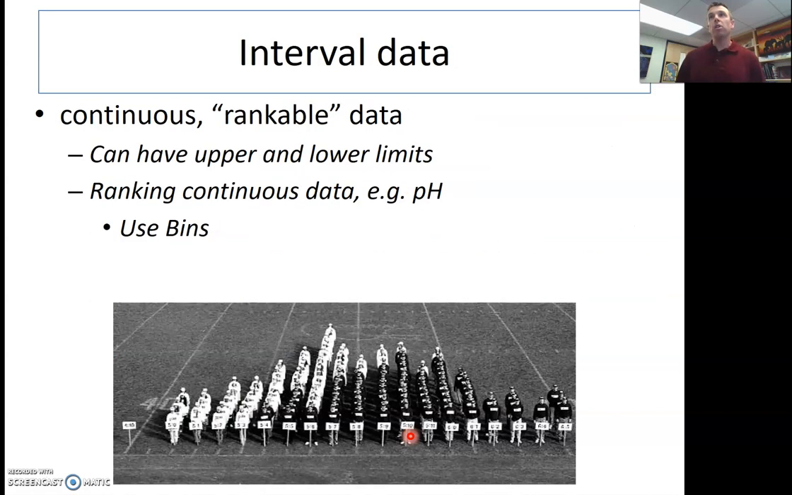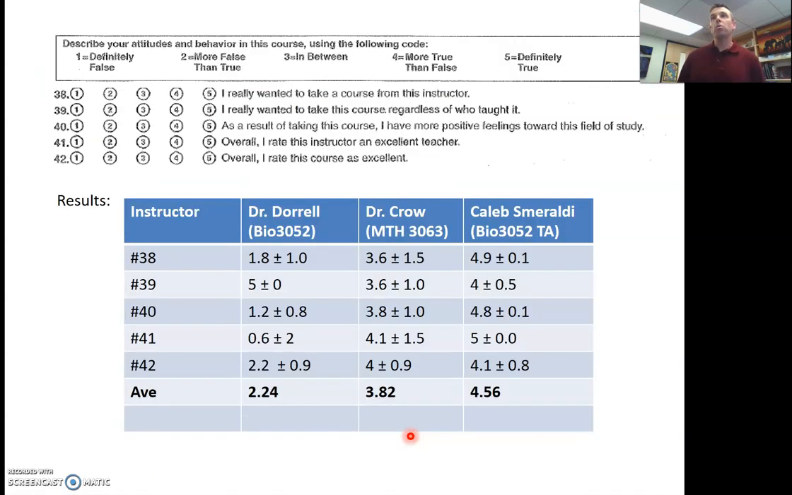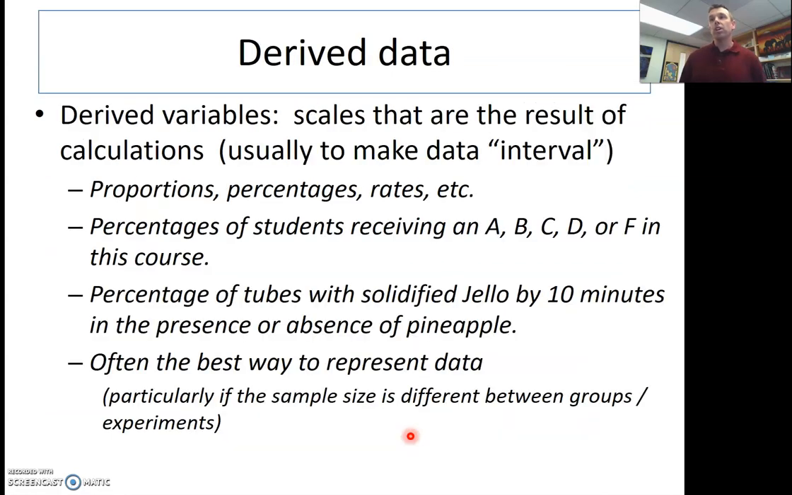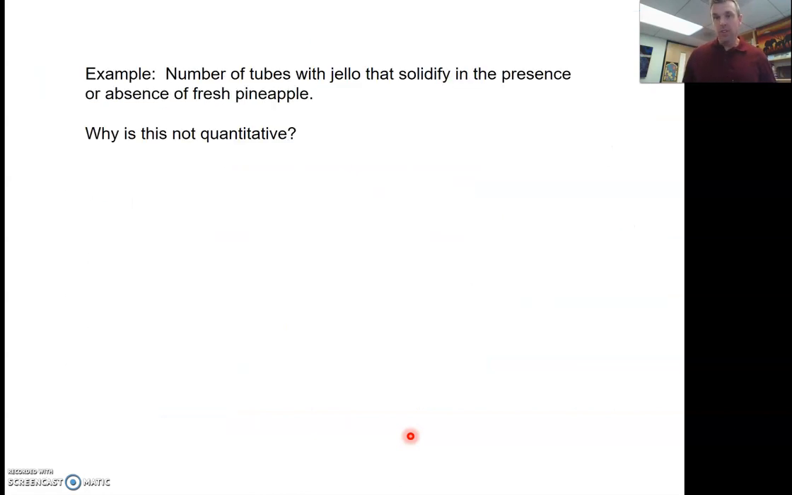So the key here that I really want you to understand is what nominal data is. That is data that's categorical and non-rankable. Ordinal is data that is categorical but rankable. Interval is data that is quantitative, it's continuous, you can use bins to see that, and it's rankable. And then derived data is data where you've done a calculation, usually to make a percentage.